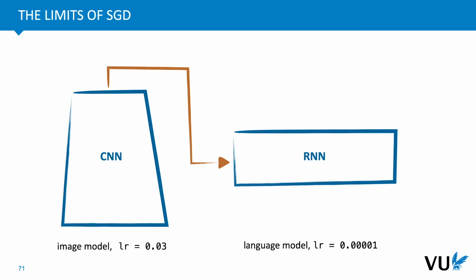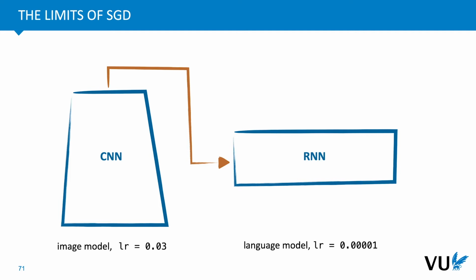In that case, the two become one big neural network, but they still require these two very different learning rates. So what this tells us is that the more heterogeneous our neural network becomes, the more we need to tune the learning rate separately for every parameter. And that's something that stochastic gradient descent can't do for us.